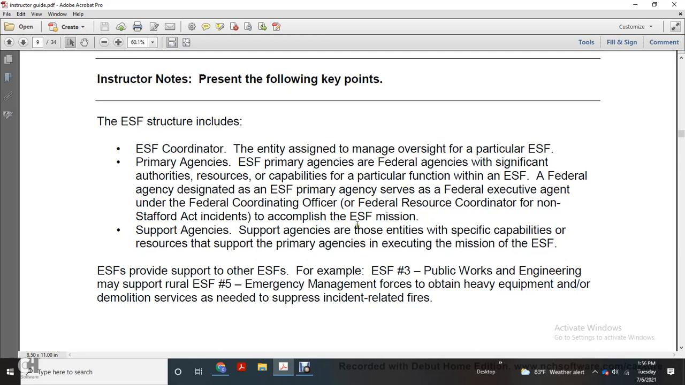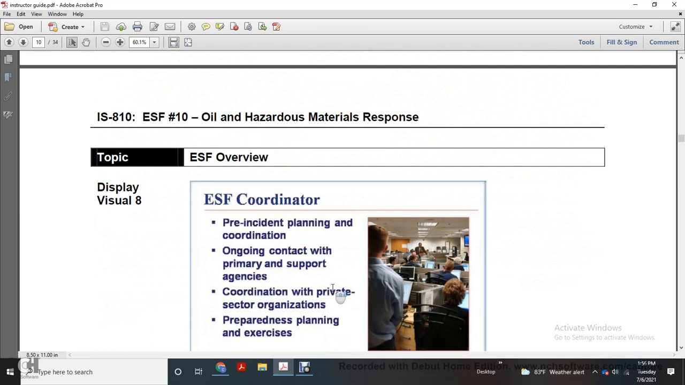Support agencies are those entities with a specific capability or resource that support the primary agency in executing the emergency support function mission. An emergency support function also provides support to other emergency support functions. For example, ESF 3, Public Works and Engineering, has a support role in ESF 5, Emergency Management, to obtain heavy equipment and demolition, and to suppress incident-related fires.